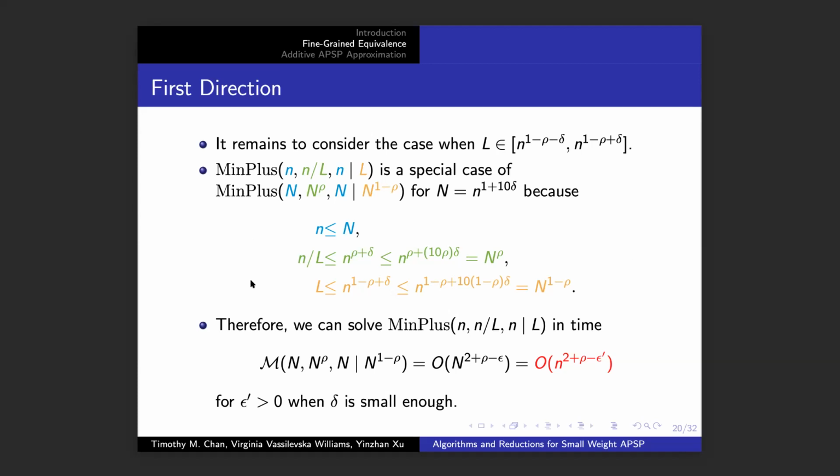So therefore, since the first instance is a special case of the second instance, we can just bound the running time of the second instance, which by the assumption has a truly sub capital N to the power of 2 plus rho time algorithm. And indeed, if delta is small enough, then this running time is also truly sub n to the 2 plus rho time in terms of little n. Therefore, this case is also truly sub n to the 2 plus rho time. And this concludes the proof of the first direction.